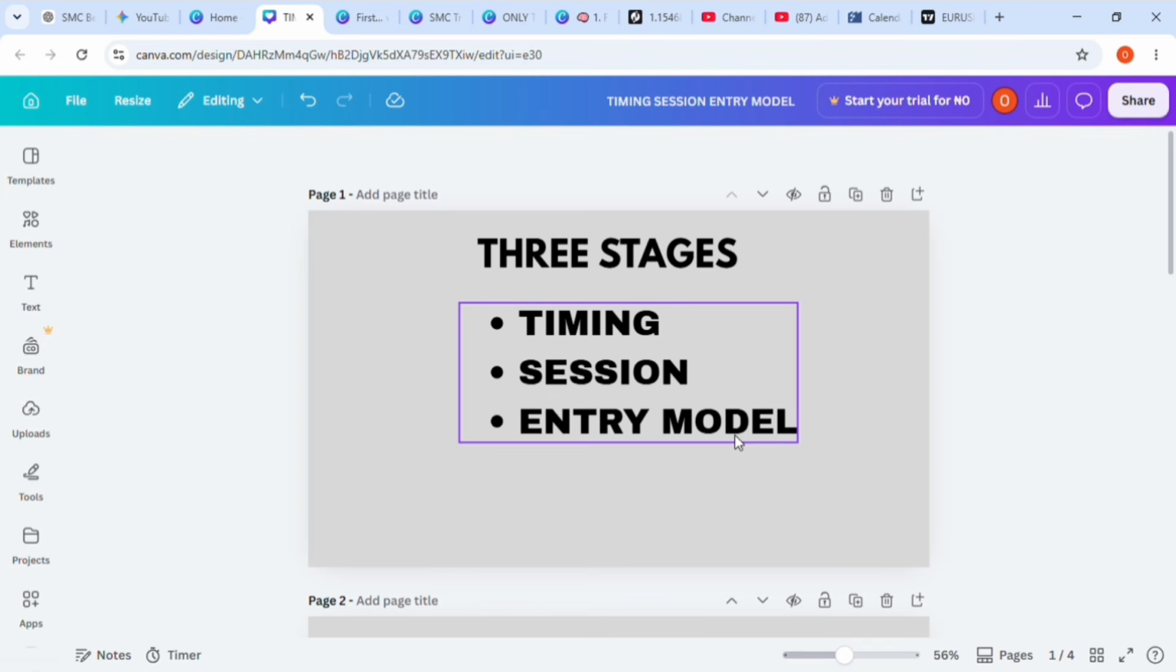If you can get the timing, and also get the section, and also get the entry, then you combine them together, you are going to have an A+ setup that's going to make you a lot of money this particular week. Let's dive in.